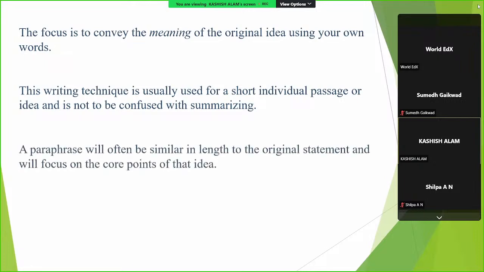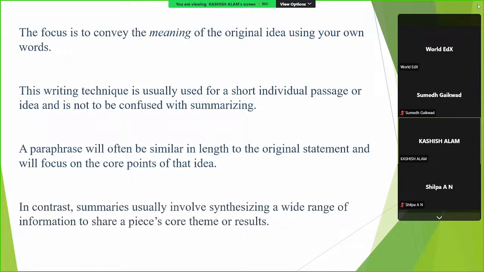Third thing, a paraphrase will often be similar in length to the original statement and will focus on the core points of that idea. So no matter how long or short your sentences are, the length of the statement should be somewhat similar to the original statement. The only crux for all these 3 to 4 points is that when you paraphrase the topic, no matter how long or short it is, make sure that the meaning is not altered in any way in your IELTS. This is where we have to take care.